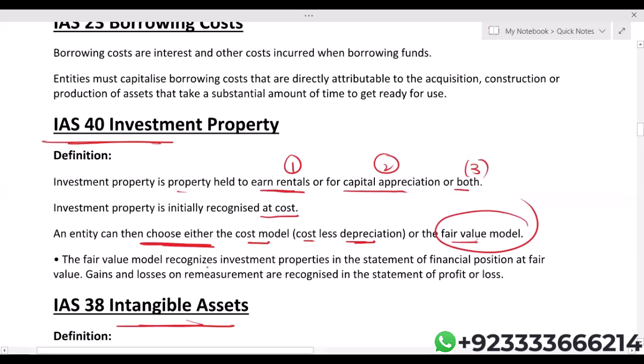The fair value model recognizes investment property in the statement of financial position at fair value. Gains or losses on remeasurement are recognized in the statement of P&L. Investment property which is carried at the fair value model, no depreciation. And on each reporting date, you have to remeasure the fair value of the investment property, and changes in the fair value are recognized through the statement of P&L.